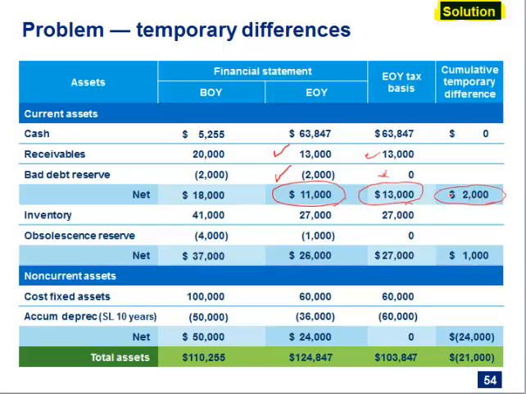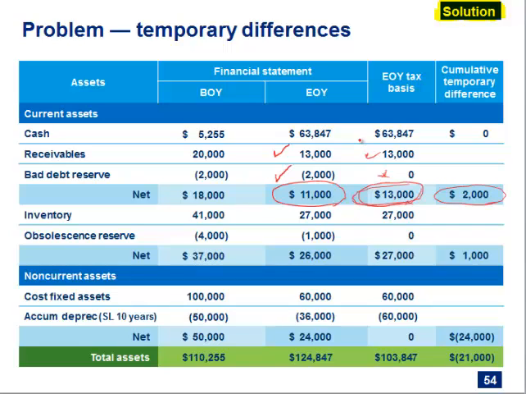And that $2,000 loss reflects the excess of our tax basis over our book basis. And that portends a future tax deduction, and that's a benefit. Relative to the book value of assets, our tax basis is higher, and so we have a future deduction coming.